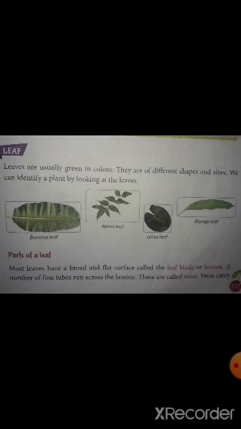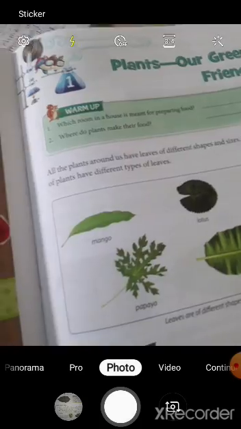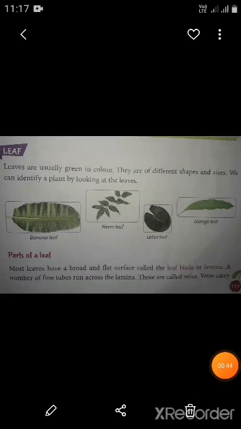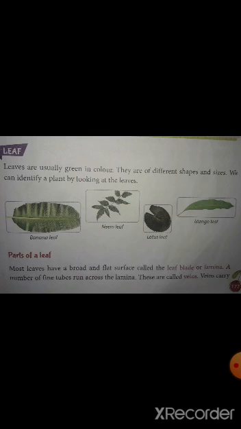Let's learn the parts of a leaf. Most leaves have a broad and flat surface called the leaf blade or lamina. The flat part of a leaf is called the leaf blade. A number of fine tubes run across the lamina. These are called the veins.